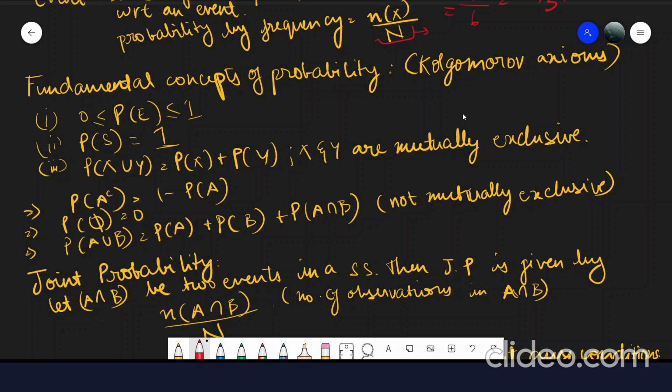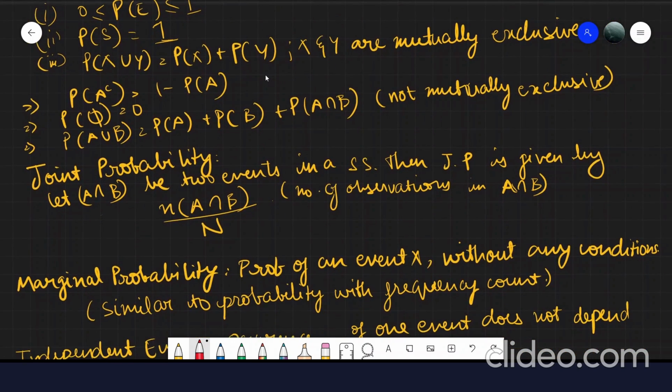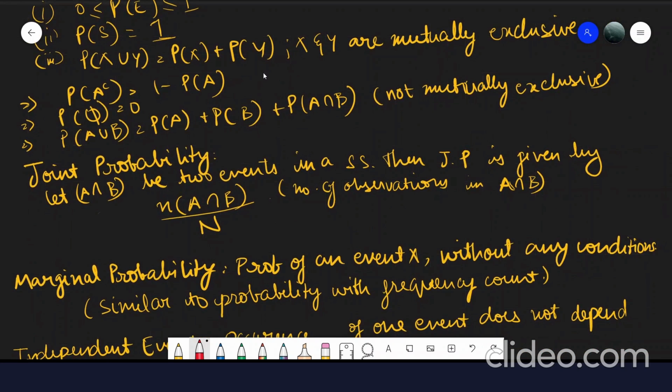Using these three axioms, you can derive a lot of other ideas in probability. Some of them are as follows. The probability of the complement of a set is equal to 1 minus the probability of that set. The probability of an empty set is always equal to 0. And the probability of A or B is equal to probability of A plus probability of B minus probability of A and B, where they're not mutually exclusive.